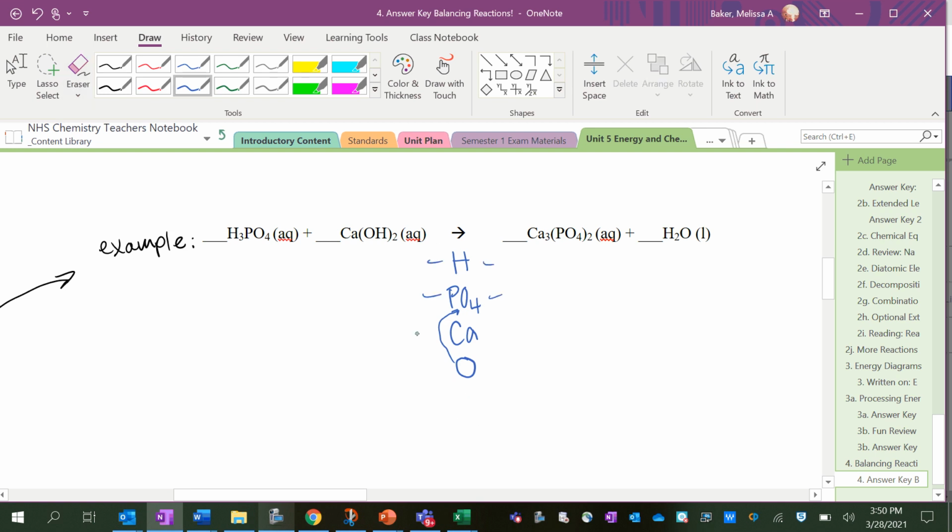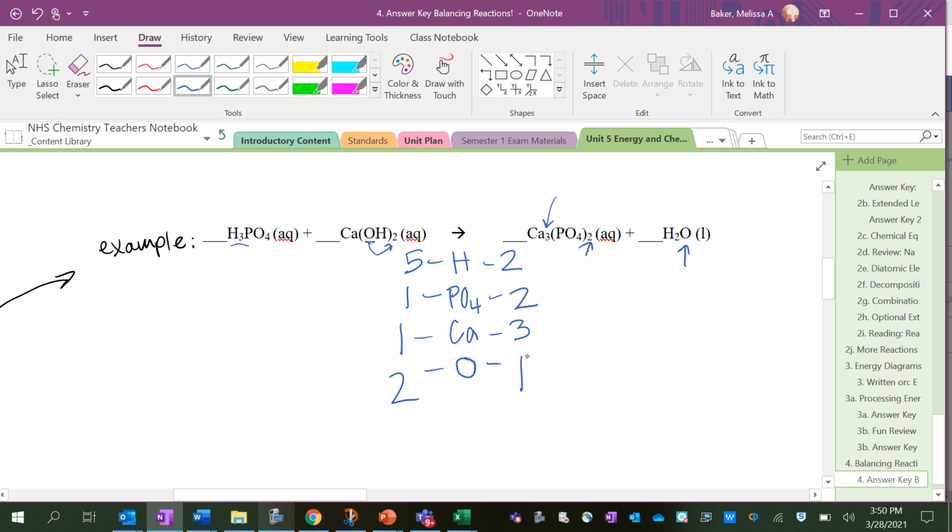All right, so let's do our atom inventory. H's on the left, 3, 4, 5. H's on the right, only 2. PO4 is on the left, there's only 1. PO4 is on the right, there's 2. Calcium's on the left, there's only 1. Calcium's on the right, 3. Oxygen's not involved in PO4 on the left, 2 O. And oxygen's not in PO4 on the right, 1 O.